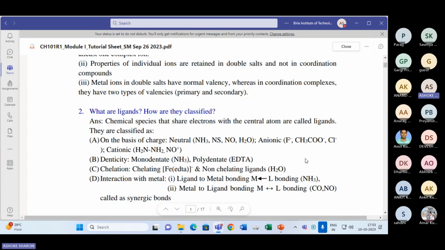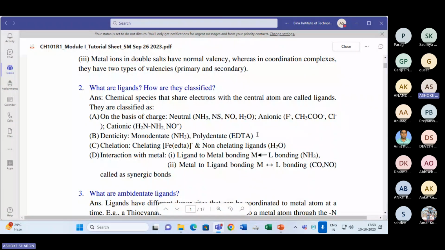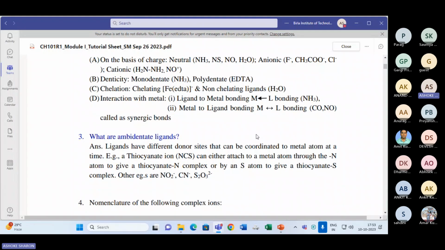Okay. What are ligands? Examples of different types of ligands and how they are classified. Ambidentate ligands can be attached from either of the two donor sites. In one case, like thiocyanate or isothiocyanate, it can be attached either with nitrogen or with sulfur.